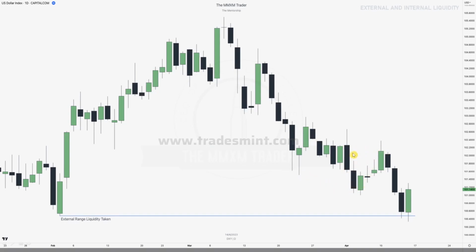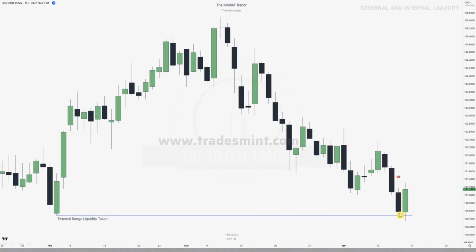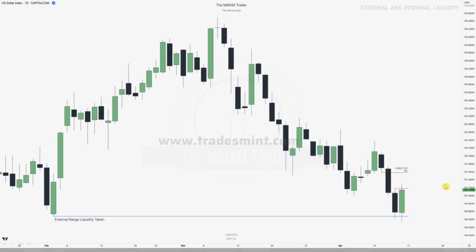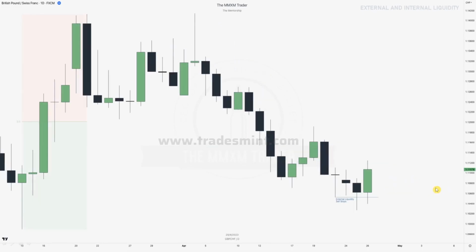There's no imbalance anymore over here, so price has issues going up way higher than here, and it just keeps declining, taking out this external range liquidity. Now, we took external range liquidity. Do we see an imbalance anywhere where we can reprice into? Yes, we have this daily fair value gap, internal range liquidity.